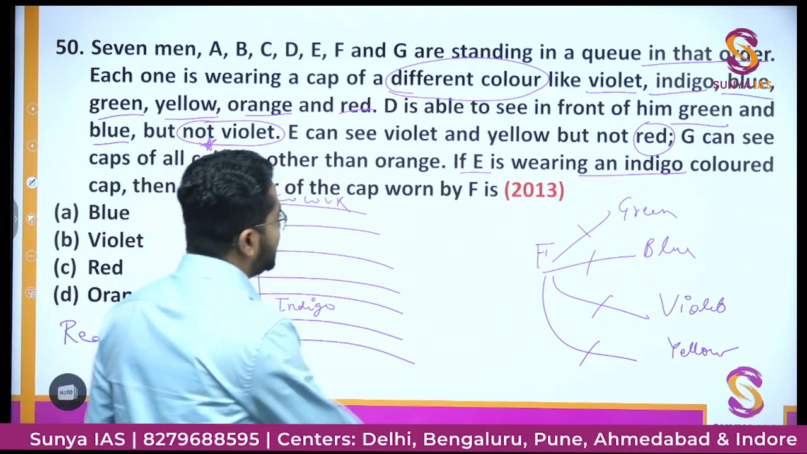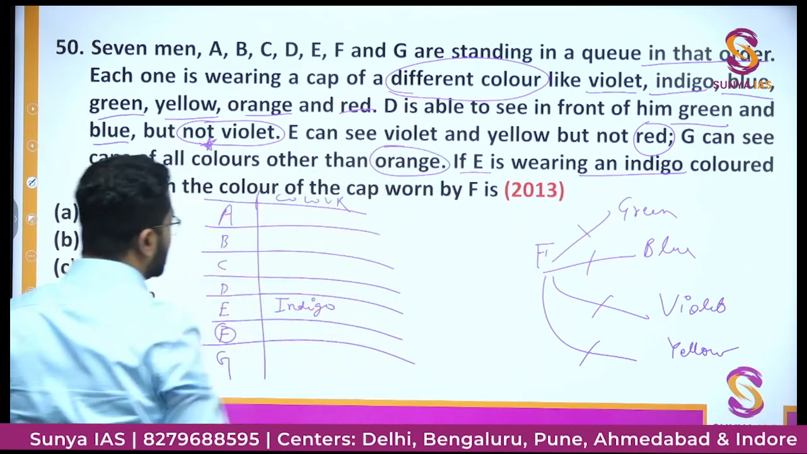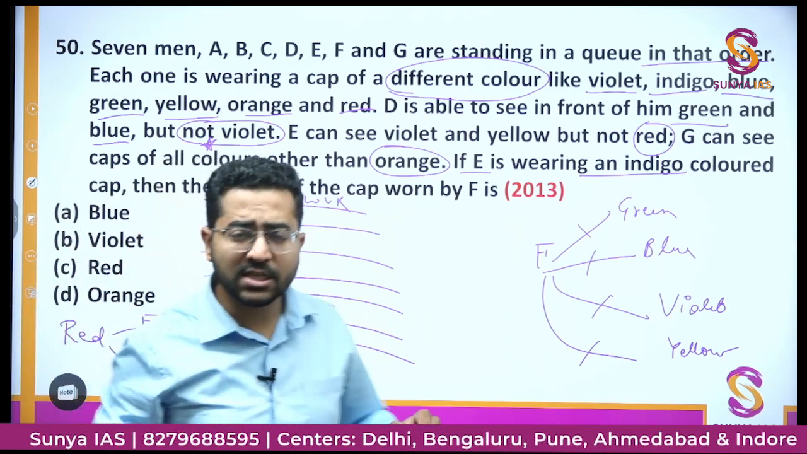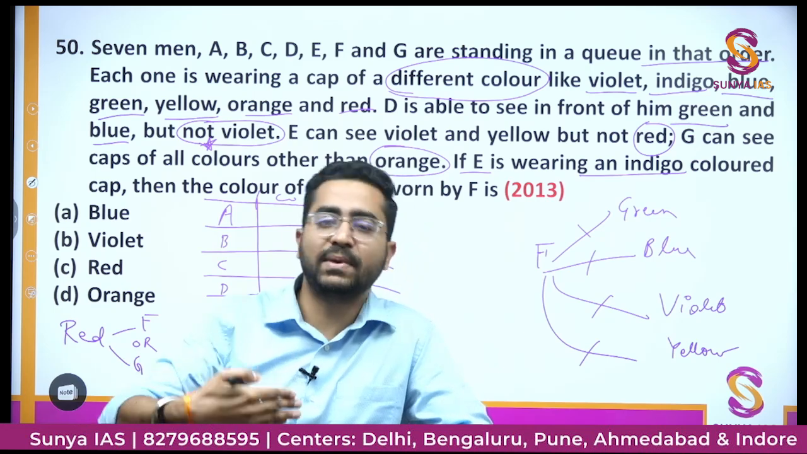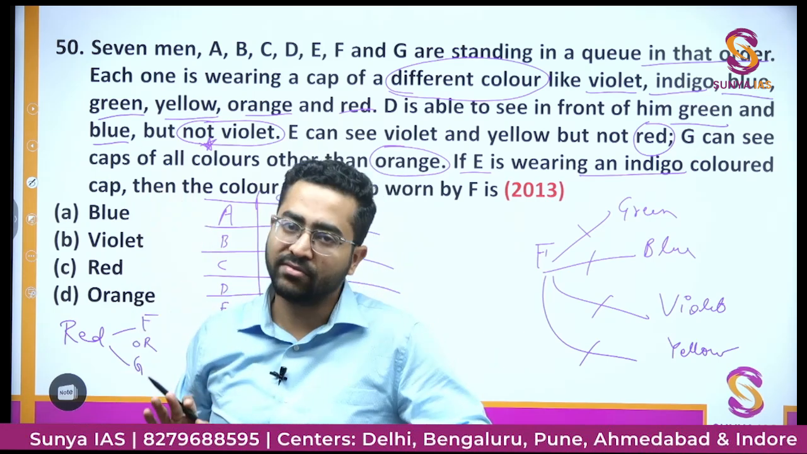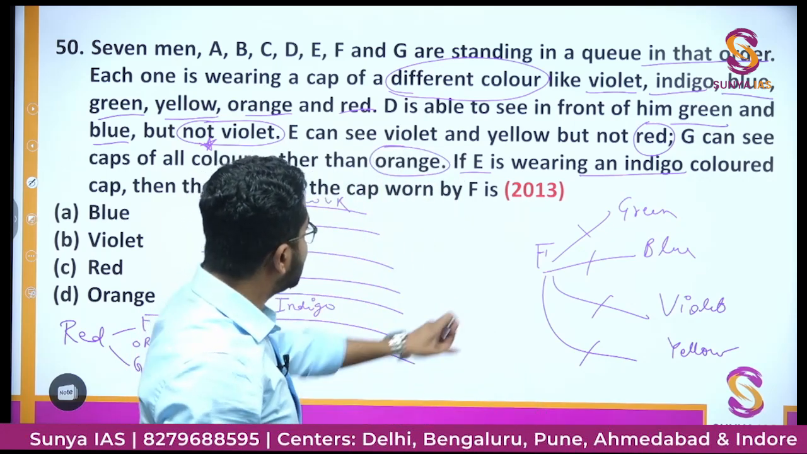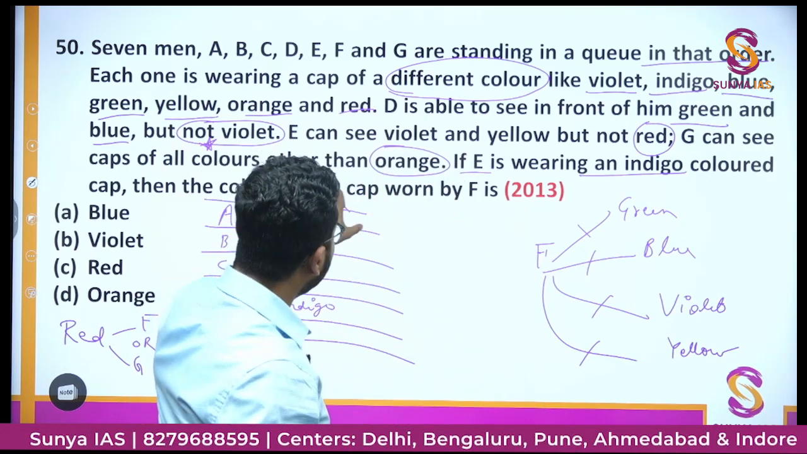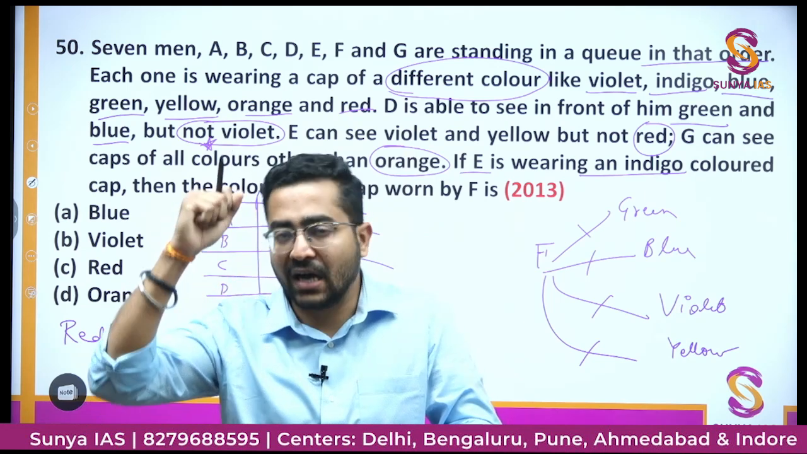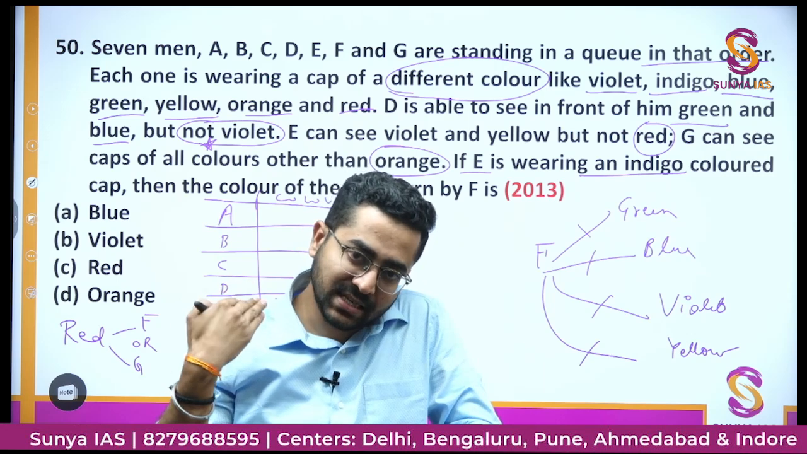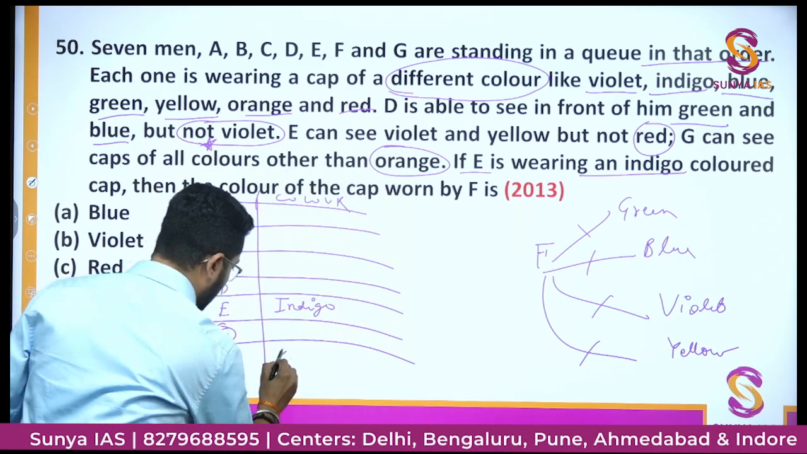Now, G can see caps of all colors other than orange. What does that mean? G is standing at the back, so obviously G can see the color of everybody's cap except his own. It is said that G cannot see the orange cap. That means he himself is wearing orange, otherwise he would have seen orange, since he can see the cap of everybody. So G is wearing orange.